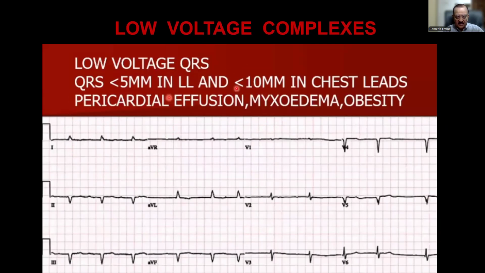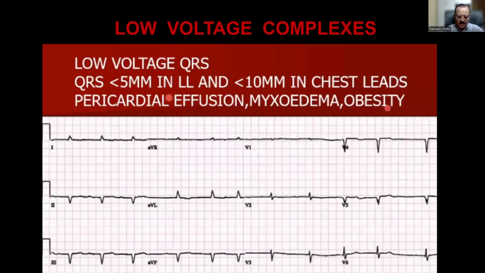The commonest clinical conditions where there could be low voltage complexes are pericardial effusion, hypothyroid state, huge obesity, and massive pleural effusion, all those things you can think of. That's called low voltage complexes. So there's the criteria. Limb leads less than 5 millimeter, chest leads less than 10 millimeters qualifies for a diagnosis of low voltage complex. Right? Right.